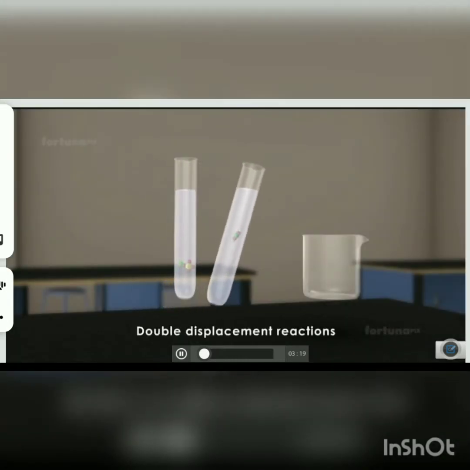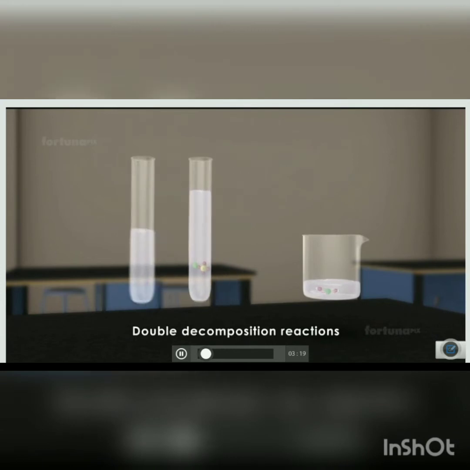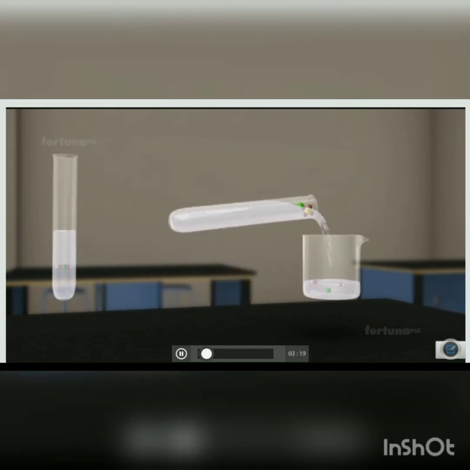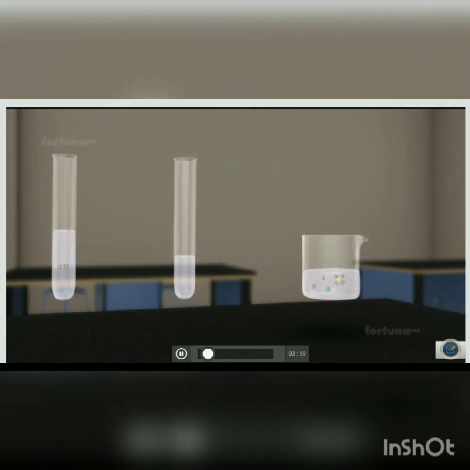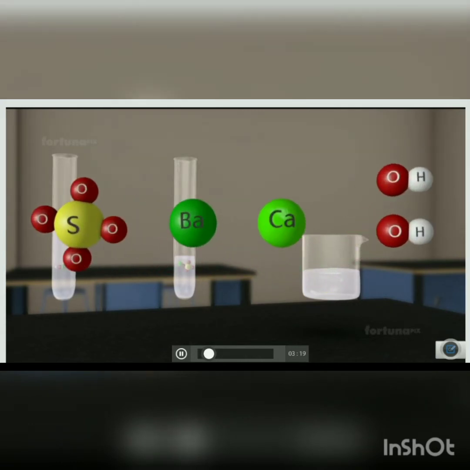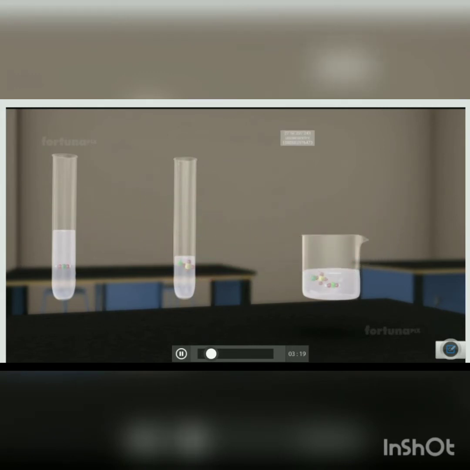Double displacement reactions are also known as double decomposition reactions. It is the type of reaction in which two compounds react to displace or to decompose each other's elements. And as you know, generally chemical reactions occur in ionic form, in which two compounds react to each other to change the ions of elements, as you can see in the video.